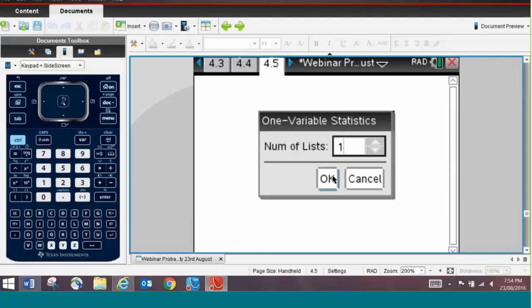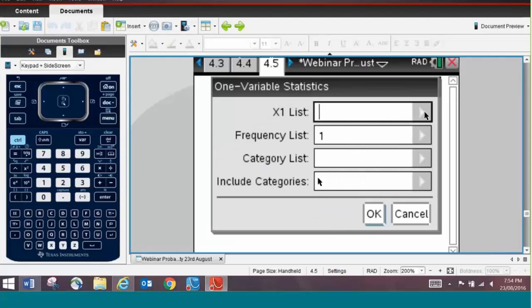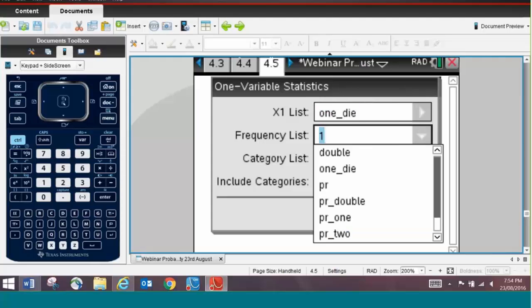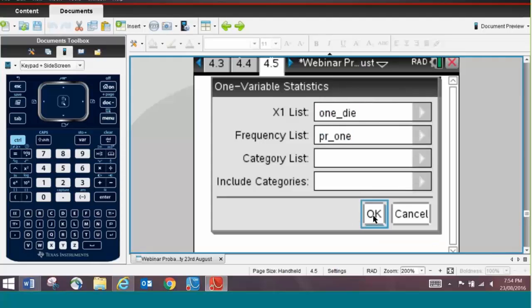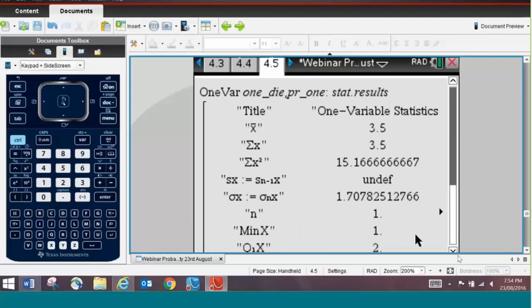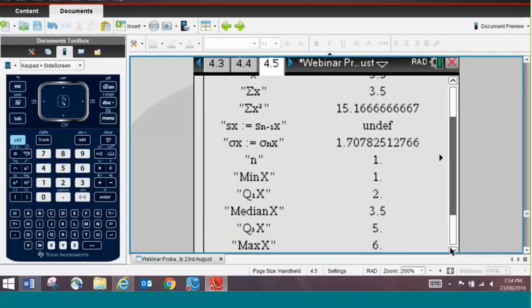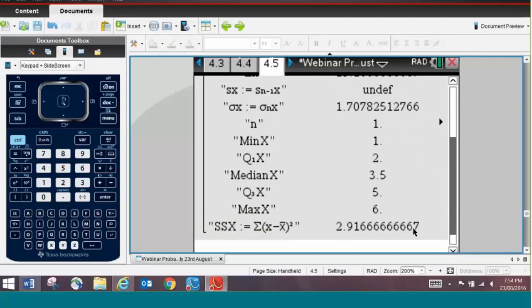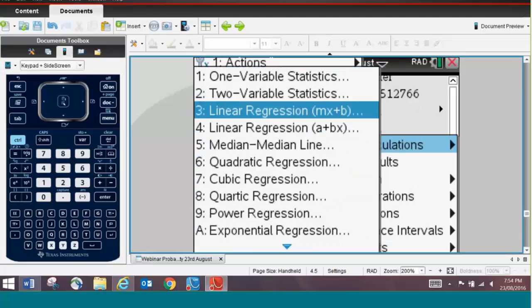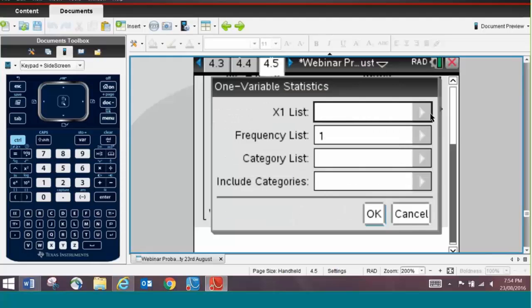There we are. And once again, we can do the one list. Here I'm going to put in the one die and the probability of one die. And I get that, and I can see straight away that the mean is 3.5. And because it's the probability, I can just go down here to the bottom and see that the variance is 2.92.